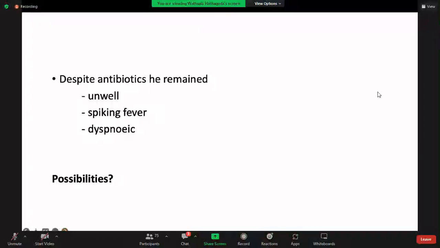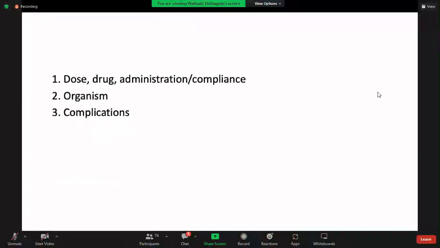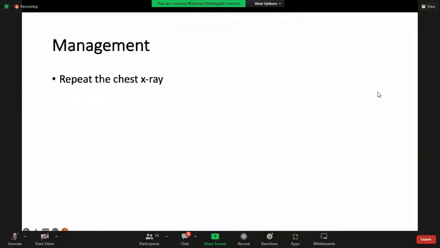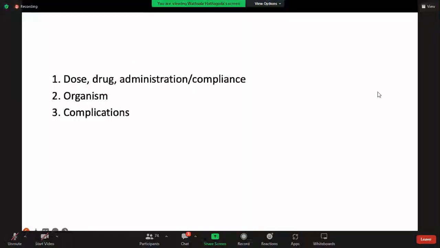So it could be a resistant organism. That's why you need to chase your cultures if you haven't done it, and then you might need to change the antibiotic, and then there could be a complication. So then you have to think of those possibilities. Or as one mentioned, it could be a second hospital-acquired infection as well. All right. So what would you do? So as you said, the complications.